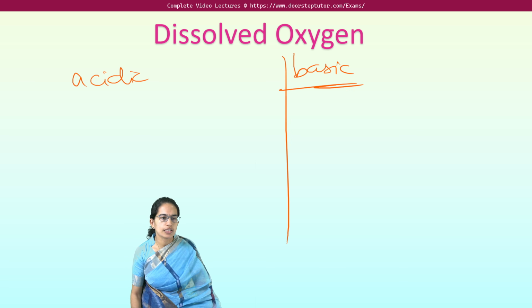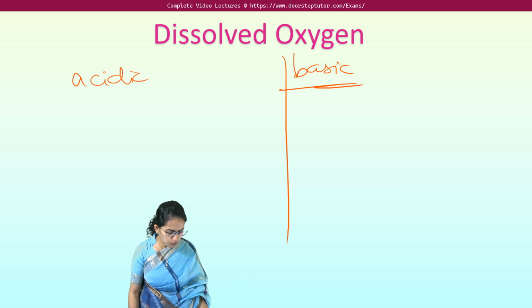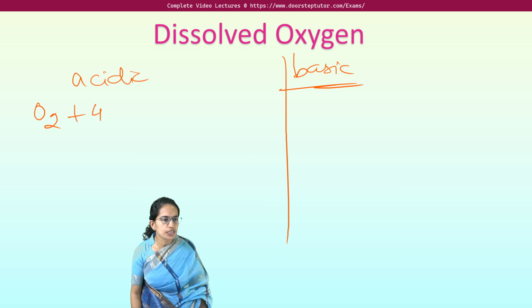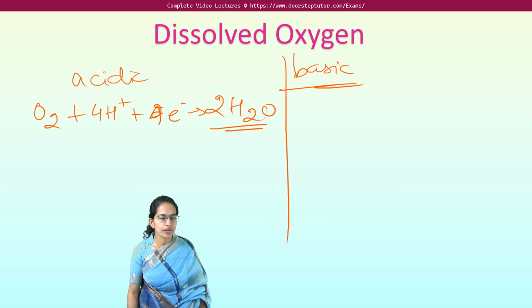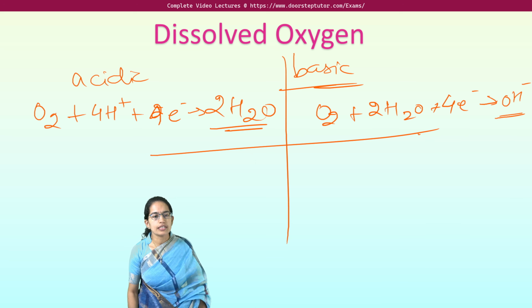In both the processes, there would be a half redox reaction that would take place. So what would happen in an acidic case? In an acidic case, oxygen would react with hydrogen ions and 4 electrons, let's say, and create 2 water molecules. However, in a basic case, it would react with water molecules along with free electrons and lead to the formation of hydroxyl ions.